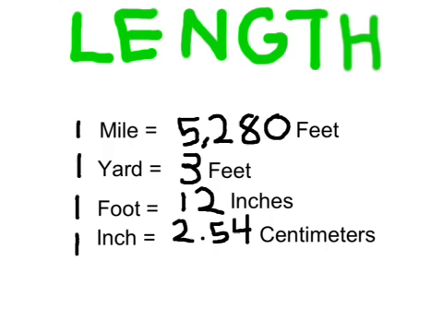The U.S. has different conversions from the rest of the world. Here's how to convert length. 1 mile equals 5,280 feet. 1 yard equals 3 feet. 1 foot equals 12 inches. And 1 inch equals 2.54 centimeters.